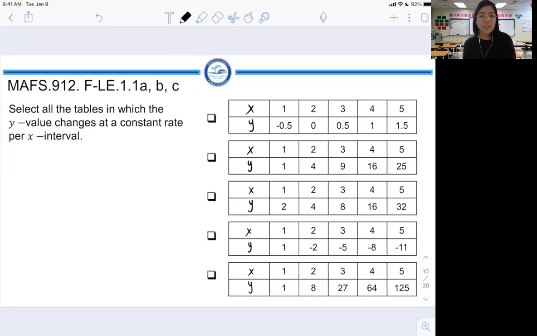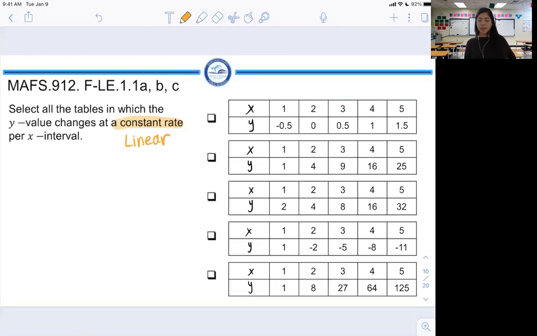Select all the tables in which y value changes at a constant rate per x interval. Constant rate. What type of function is this asking about? Linear. Good. How do I figure out which ones are linear? Easy. Just see the constant rate.